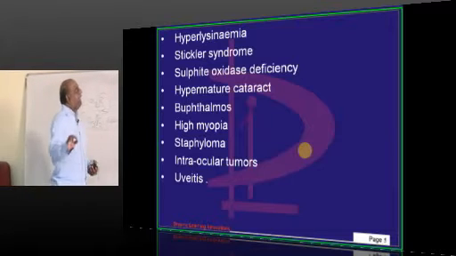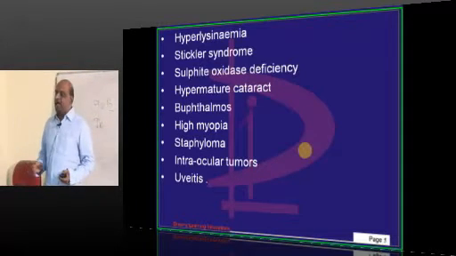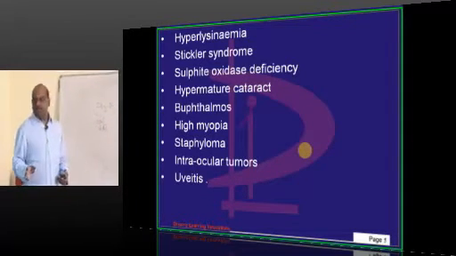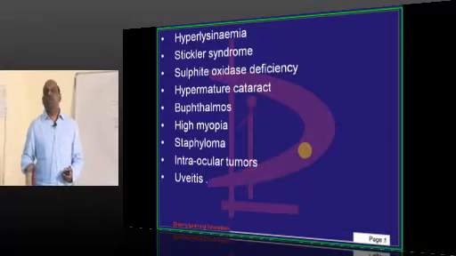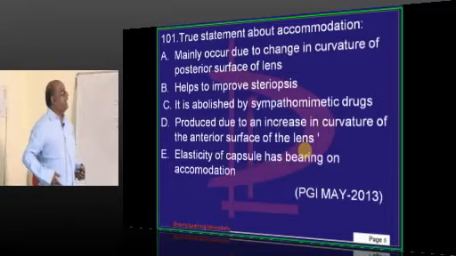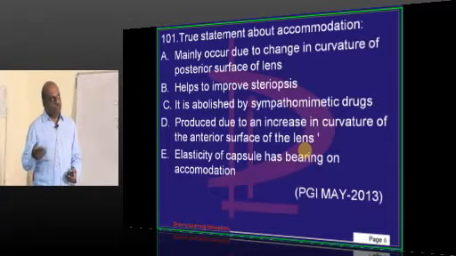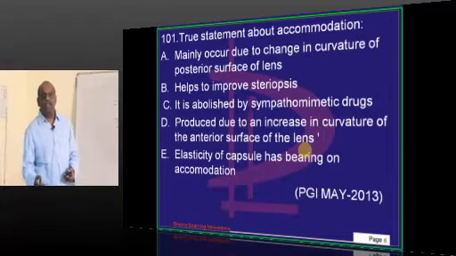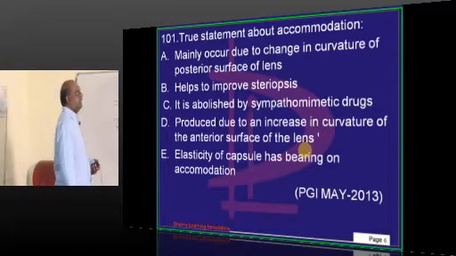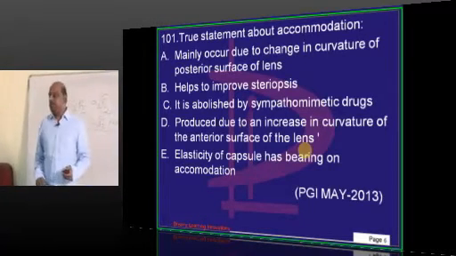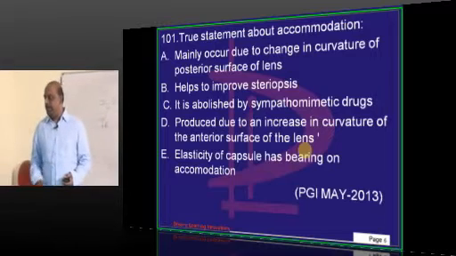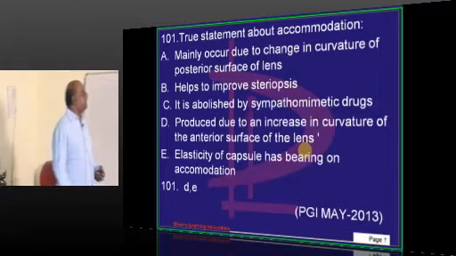Then similarly, hyperlysinemia, buphthalmos, high myopia, intraocular tumors, uveitis, etc. In all these scenarios, you are having the lens ectopia lentis. Then what is a true statement about accommodation was a very important question.